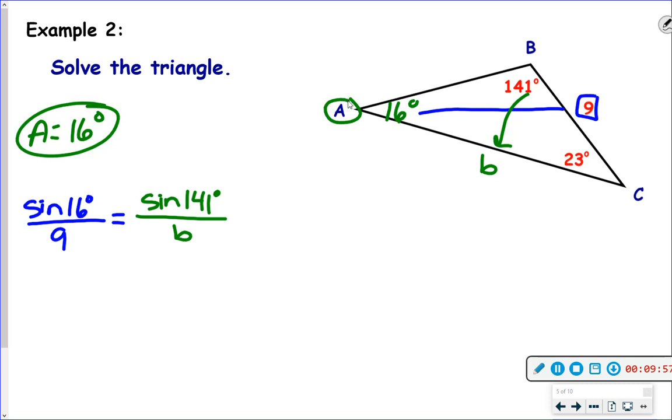All right, let's multiply on the diagonal. I always do that one first. You don't have to, I don't know, I just do it. B sine of 16, 9 sine of 141.